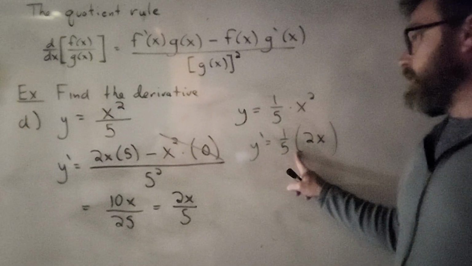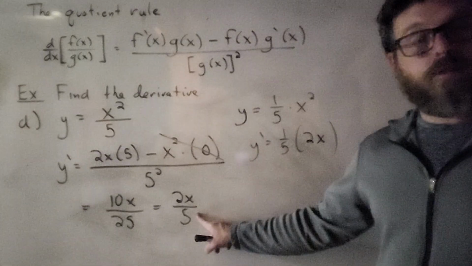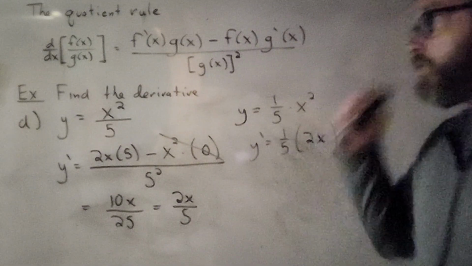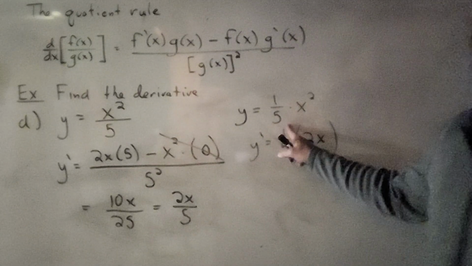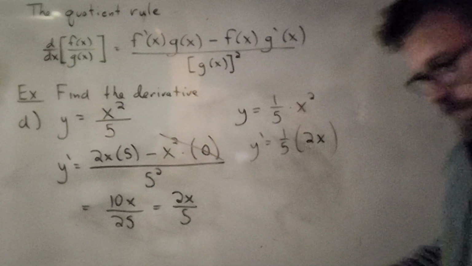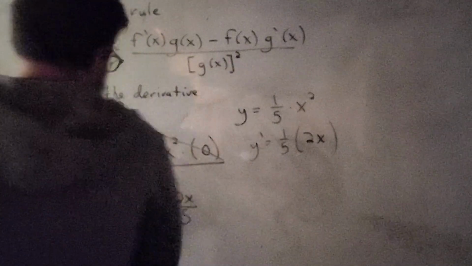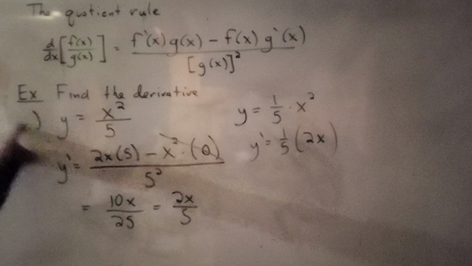So simplified, we can see that 1/5 times 2x is 2x over 5. So be careful using the product rule and quotient rule immediately. If you see that one of them is 0, you probably could have pulled out a constant and made your life a lot easier.